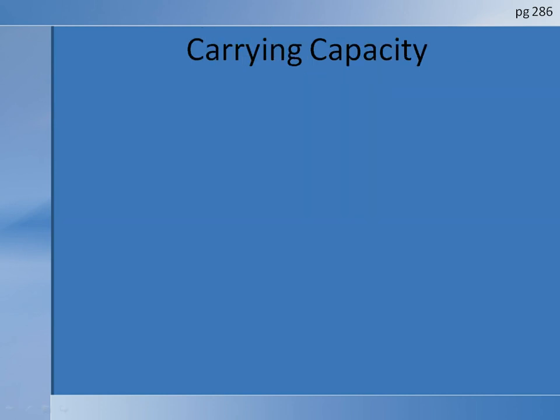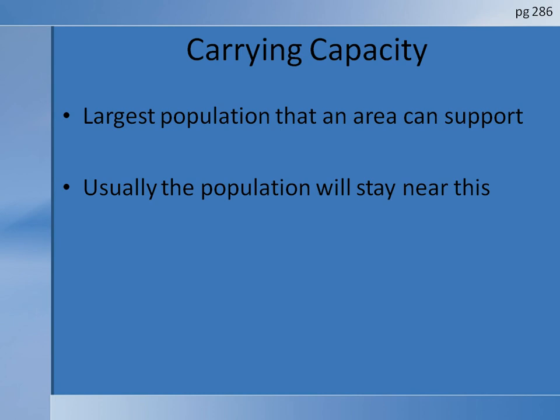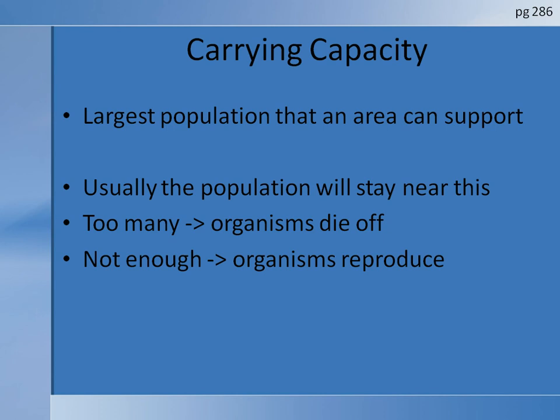And this then ties into the carrying capacity, which is the largest population that an area can support, and it's based off of those limiting factors. Usually the population we find stays near this level, because if there's too many, organisms die off. If there's not enough, organisms reproduce. If you think back to the bear activity, we saw this idea of carrying capacity. If we had run that for several hours straight and done that multiple times, we would have found it ended up at about the same number every single time.